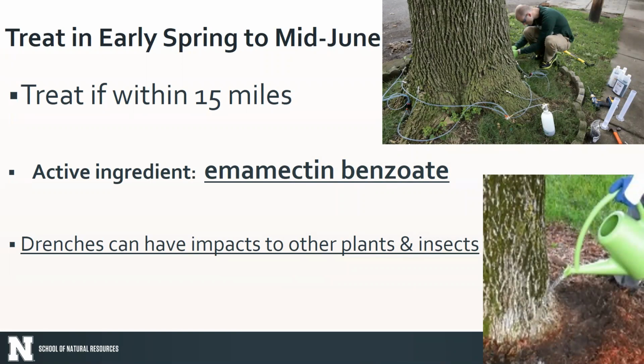Just one last thing on that is it is our native ash tree species that are susceptible. So our green ash, our black ash. Our mountain ash are not going to be susceptible. So if you have a mountain ash tree, don't worry about it. But our green ash, our black ash, and you can learn more on our website.